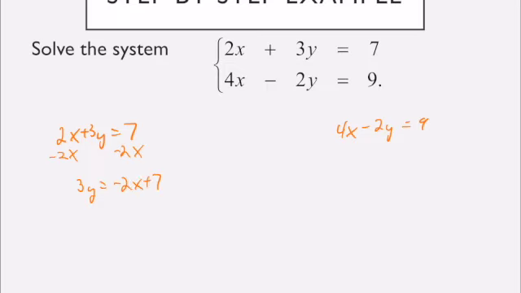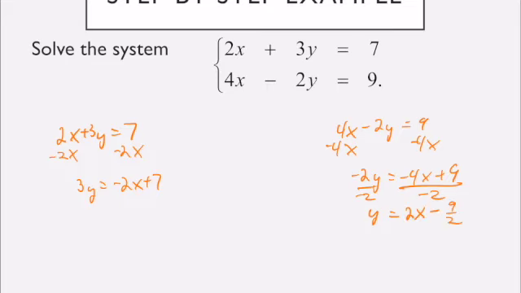On the right here, I subtract 4x from both sides. Negative 2y equals negative 4x plus 9. Divide both sides by negative 2. y equals 2x minus 9/2. And over here, y equals negative 2/3 x plus 7/3.